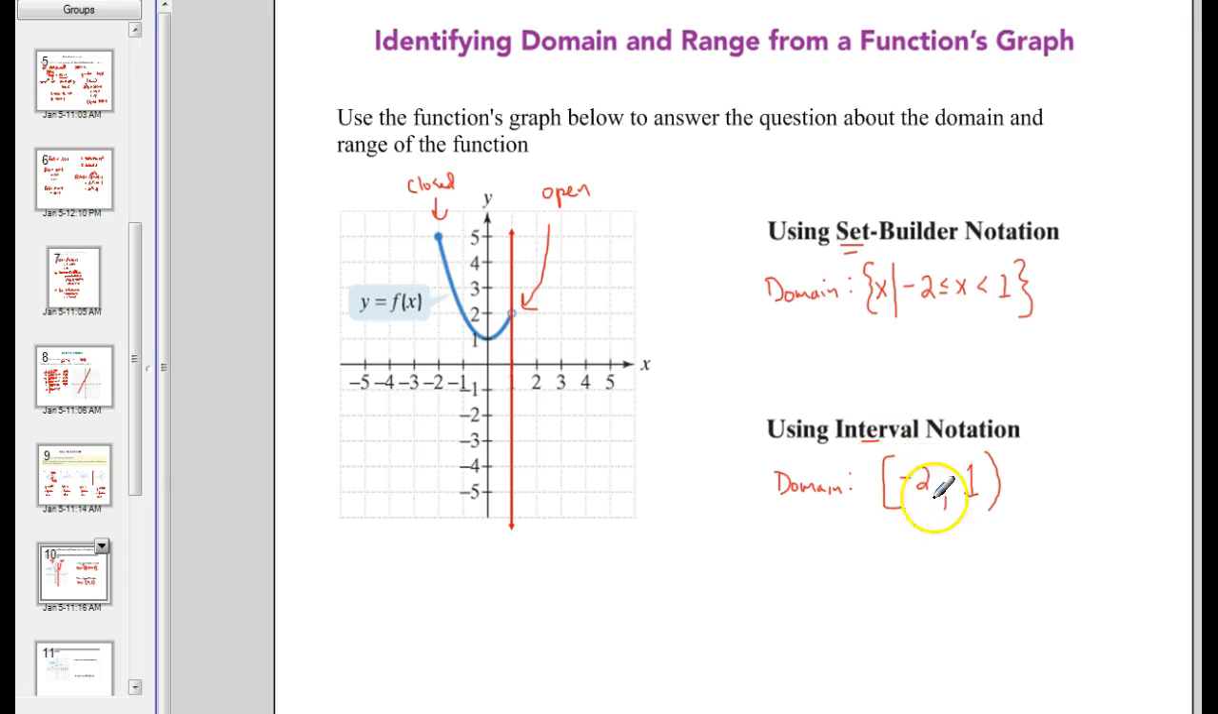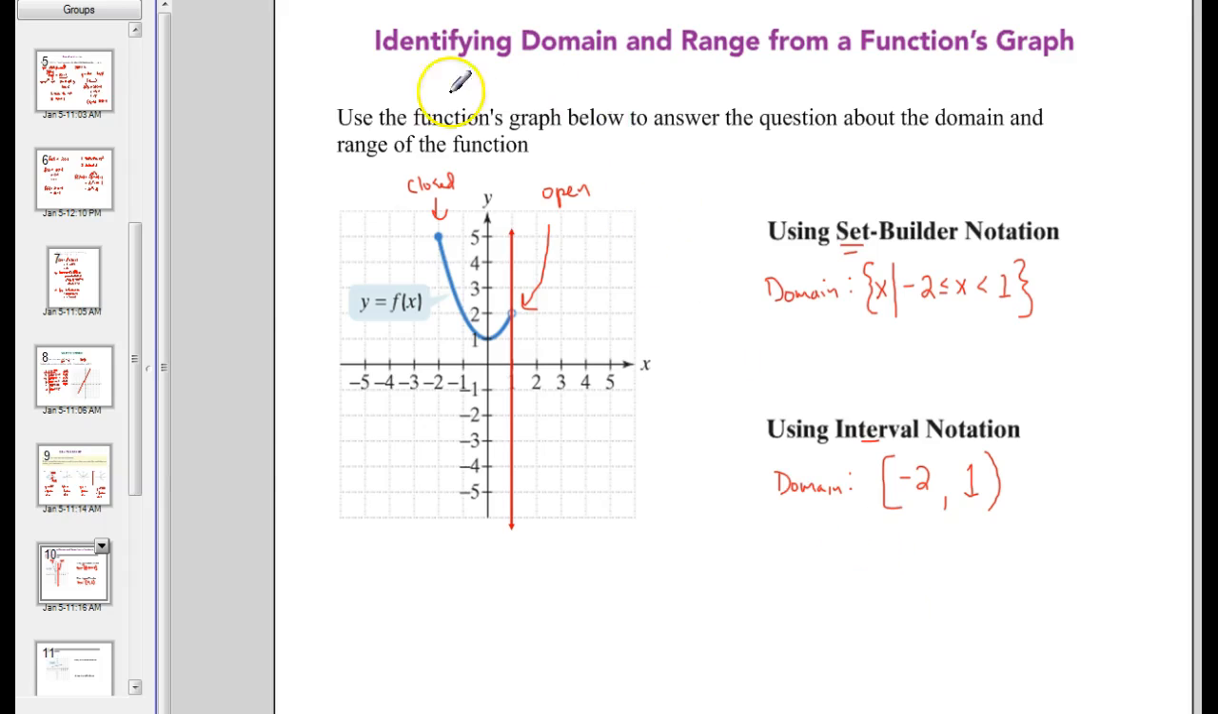Then the number where it starts, comma, the number where it stops, and then because it stops with an open dot, we use a parentheses. Okay, now hypothetically, had that been closed, then this would be underlined, and this would be a bracket. Okay, if that had been open instead of closed, this would not be underlined, it'd just be strictly less than, and this would be a parentheses.